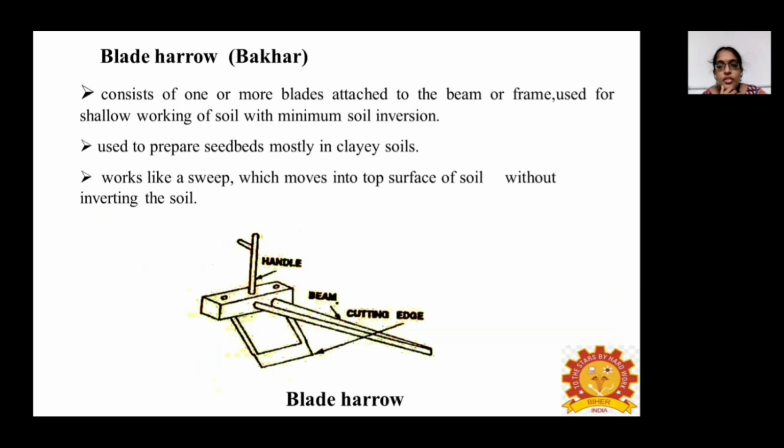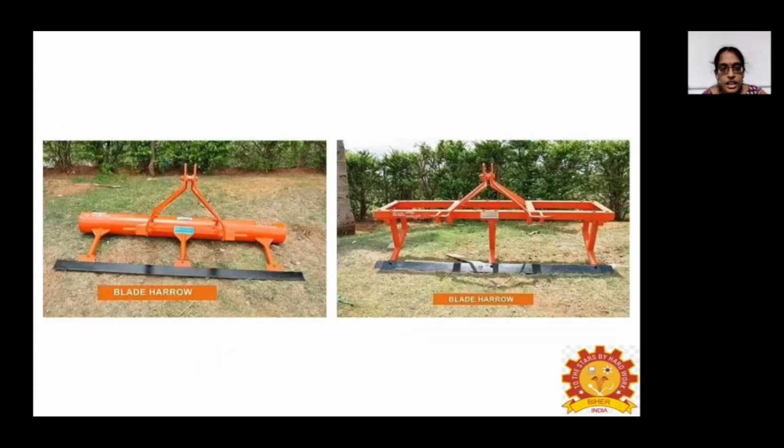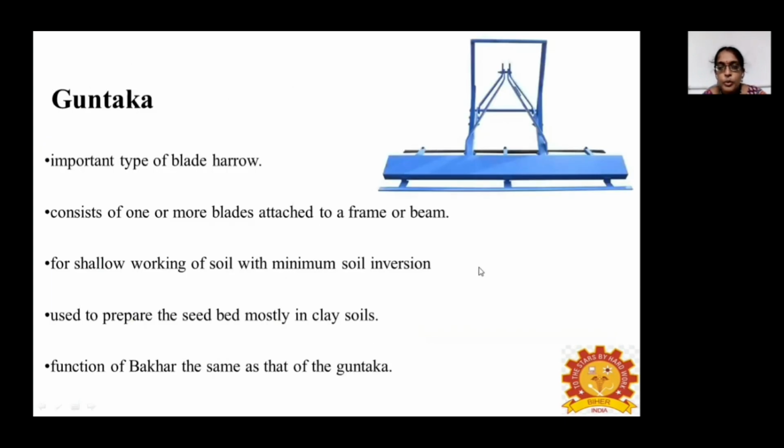And the blade harrow consists of one or more blades which are attached to the beam of the frame, and it is used for shallow working operations, and to prepare seed beds, mostly in the case of clayey soils. Normally these blade type harrows are used for clayey soils only, and they work like a sweep, and move the top surface of the soil without inversion. And this is about the blade harrows. This performs harrowing operations and weed removing operations.